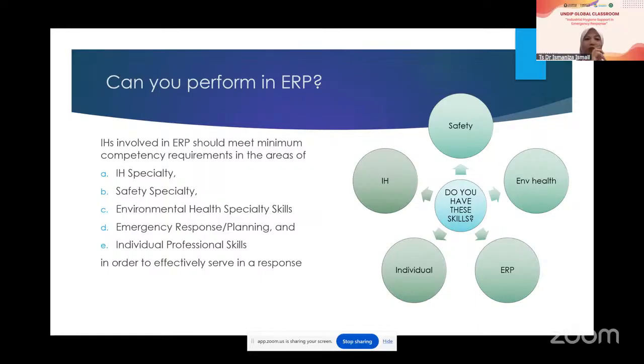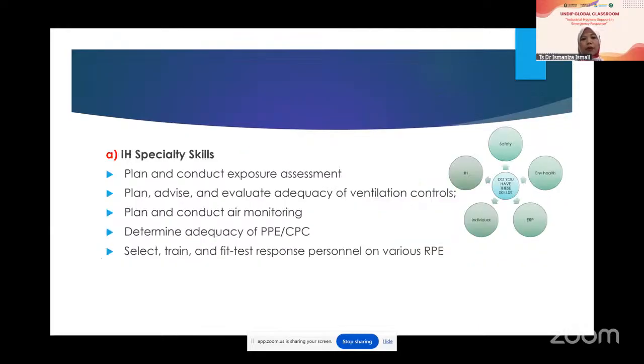IH personnel should meet minimum competency requirements in all these five areas. Okay, we look at it one by one: IH specialty, safety specialty, environmental health, emergency response, and also individual professional skill. We talked a little bit about IH specialty a while ago when we talked about the gloves chosen, the masks or respirators that need to be worn, etc.